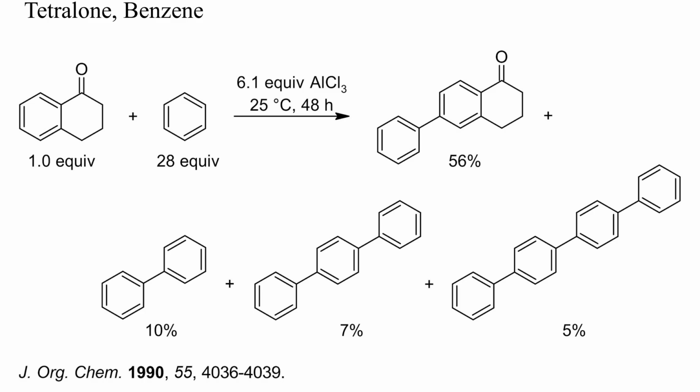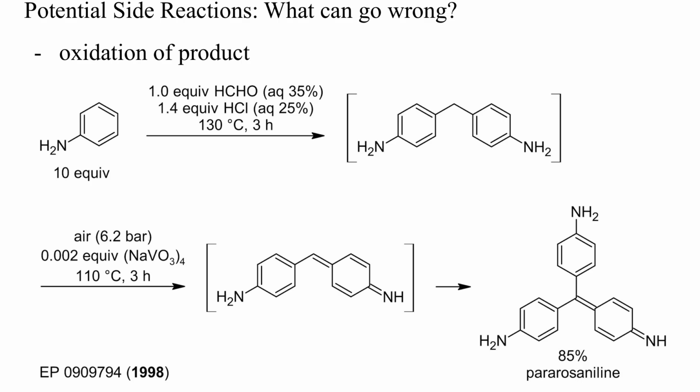Sometimes chemistry surprises us. When tetralone was treated with an excess of benzene and aluminum chloride, tetralone reacted at the para position of the keto group. Moreover, oligomers of benzene were also formed. Which brings us to potential side reactions.